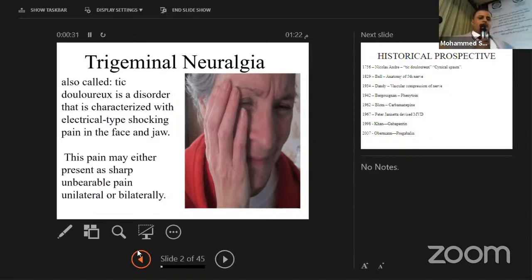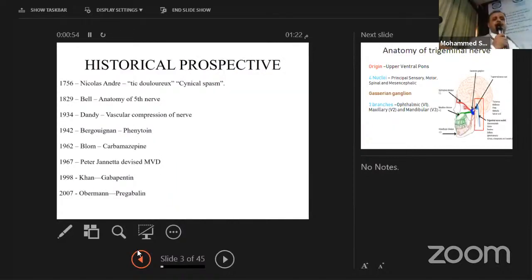Trigeminal neuralgia, also called a dolorous disorder, affects the trigeminal nerve, causing severe shocking, electric-like pain, unbearable in some patients, and they cannot sleep, they cannot talk, they cannot taste anything. The history started with Sandro, who then Bell described the anatomy of the fifth nerve. Dandy was the first who described the problem as vascular compression. Then carbamazepine, phenytoin and pregabalin came into use.